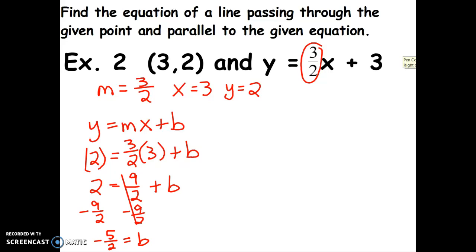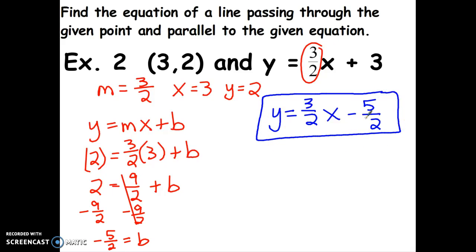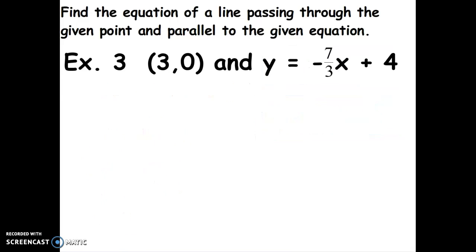Now we just have to write the new equation. Remember, the new equation simply requires you to plug in the slope that you found, which is the same, and the y-intercept that you found. So it is y equals 3/2x, do not forget your x, minus 5/2. And this line is parallel to this given line. All right, now example 3, you guys are going to try by yourself. So go ahead and write it down, pause the video, and press play when you're ready to work through it.